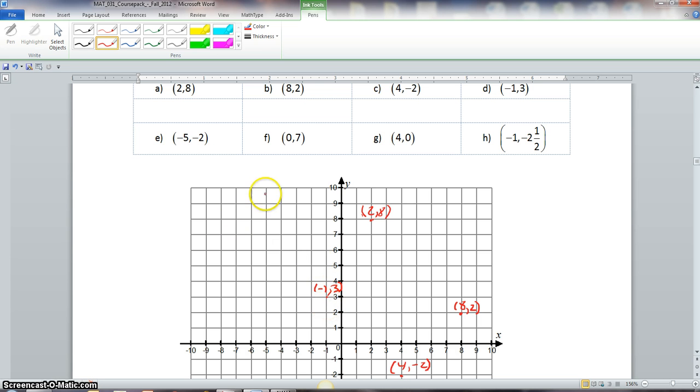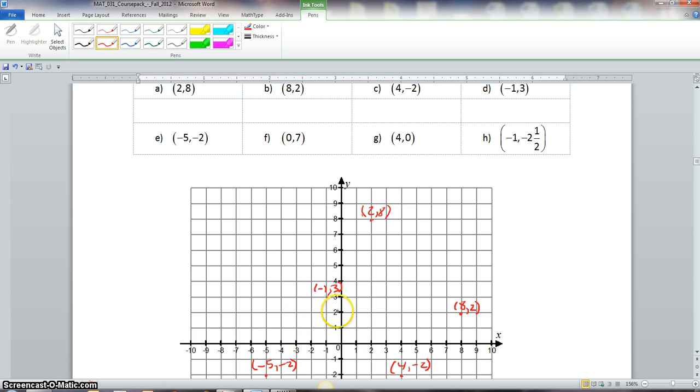Okay, now, I'm not going to plot all of, well, I might as well. Let's do E. It says -5, -2. So we go to our origin, and then we go 5 to the left, which will give us -5. And since y is negative, that means we go down, and here we will go down 2. 1, 2, and plot our point. So now we will label this. This will be -5, -2.